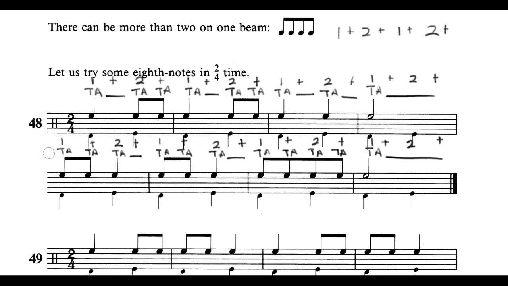I'm going to give myself 2 measures of setup, 2 measures of just counting 1 and 2 and 1 and 2 and. Here we go. At quarter note equals 70. 1 and 2 and 1 and 2 and ta ta ta ta ta ta ta ta ta ta ta ta ta ta ta ta ta ta ta ta. And that is our first example with eighth notes.